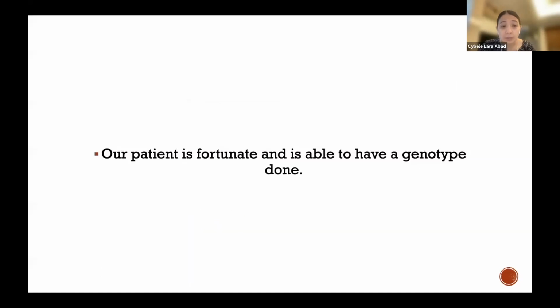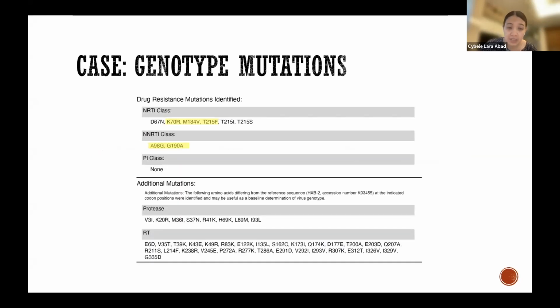Okay, so our patient is fortunate enough to have had a genotype done, and his genotype looks like this. Now, it's a little bit different from the earlier genotype that I showed you from the NIH. He was actually part of a study. As you can see, he has these different changes in his NRTI class and NNRTI class. His PI class has no mutations because he has not been on a PI.